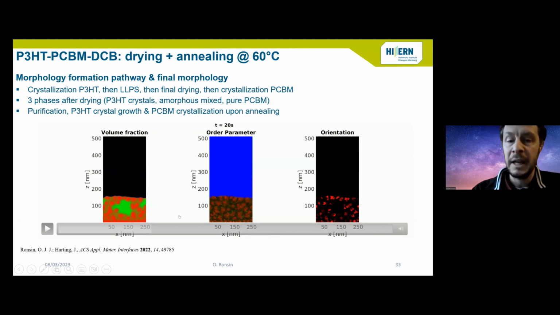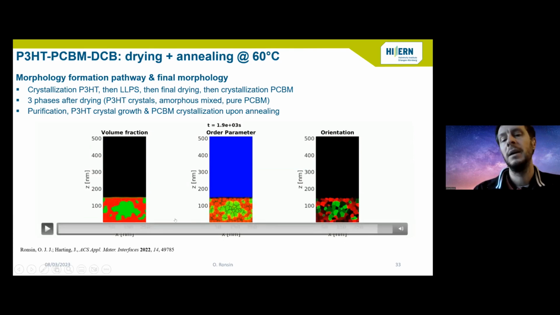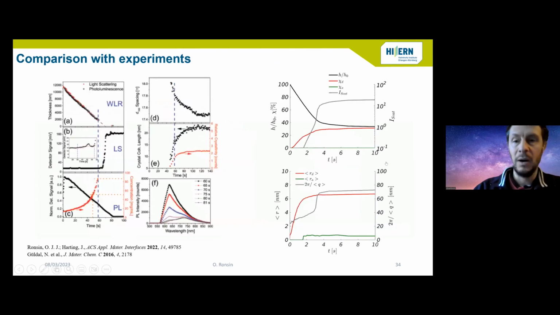And if after that you make an annealing, you start to have PCBM crystallization or aggregation, and you have purification of the phases, and at the end, if you anneal too long, you obtain a fully crystalline system with big phases.